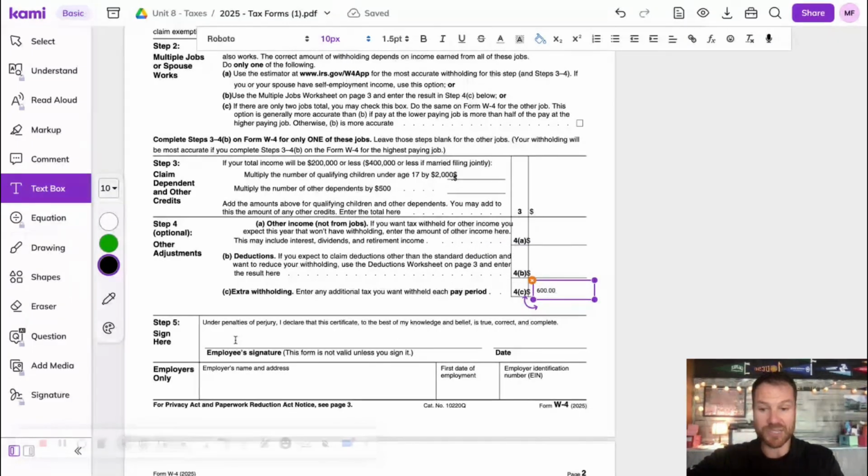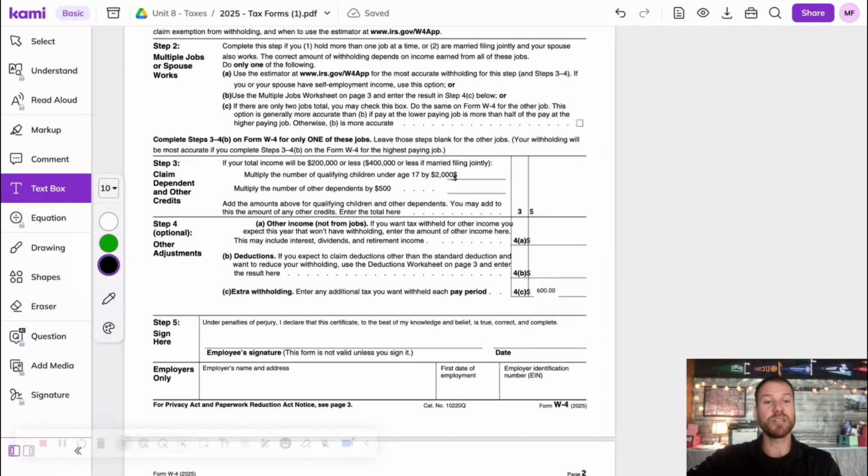Every single month, I would sign it, date it, hand it to my human resources department, and now that extra money will be withheld every single paycheck so that when I go to do my taxes the following year, I should owe just about zero, and I probably won't get a refund either because I don't want to give anybody a free loan. And that concludes our tax documents.